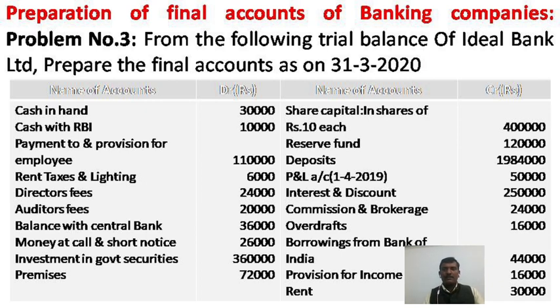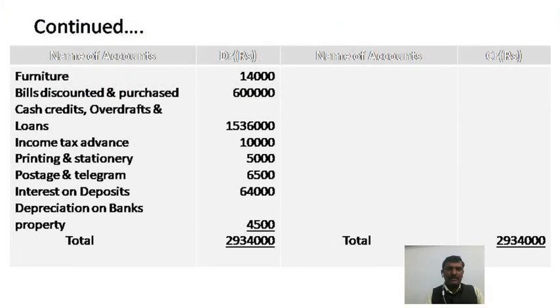We are asked to prepare the final accounts from the given trial balance of Ideal Bank Limited. The information given includes cash in hand, cash with RBI, payment to and provision for employees, rent, taxes and lighting, directors fees, auditors fees, balance with central bank, money at call and short notice, investment in government securities and premises. Likewise, the debit items include furniture, bills discounted and purchased, cash credits, overdrafts and loans, income tax advance, printing and stationery, postage and telegram, interest on deposits, and depreciation on bank's property.